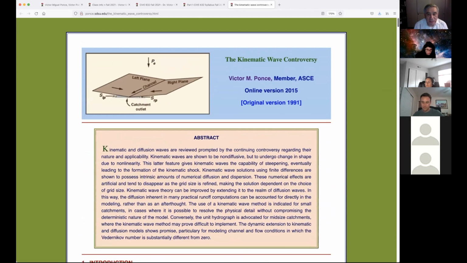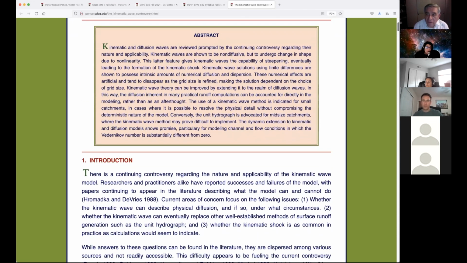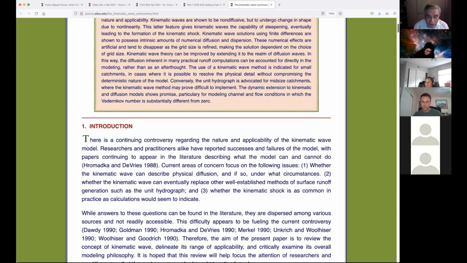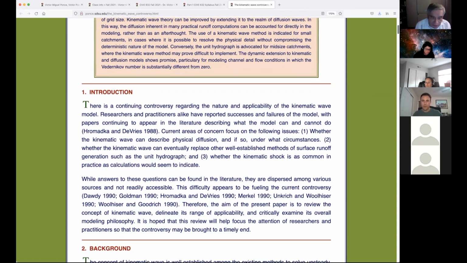Okay, so I titled it The Kinematic Wave Controversy. And then the issue later on was whether indeed there was or not a controversy. I titled it that because I thought that even up to 1990, there was a controversy. People did not understand the true behavior, the true capability of the kinematic wave. And I can expound in all sorts of stories, but I'm not going to waste your time on it because we have a lot of experience on this subject and a lot of stories with it.